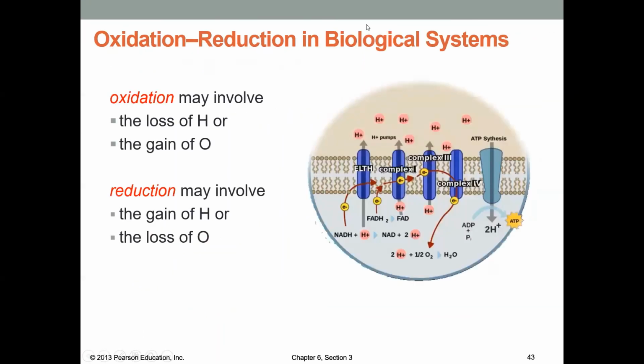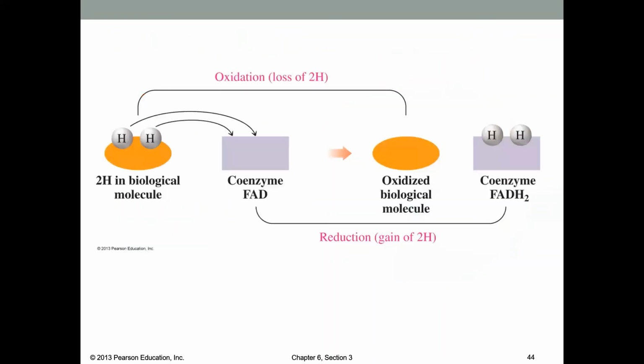Now in biological systems, sometimes instead of just having the gain or loss of an electron, we may also involve, in this case, oxidation, the loss of a hydrogen or the gain of an oxygen. And reduction may be the opposite of that, because reduction is always the opposite of oxidation, so a gain of hydrogen or a loss of oxygen. And when I say loss of oxygen or gain of oxygen, it just means the number of bonds to an oxygen molecule, or an atom, I should say.